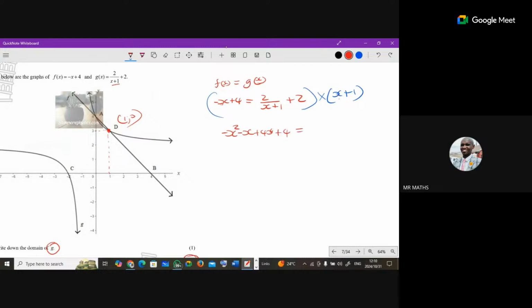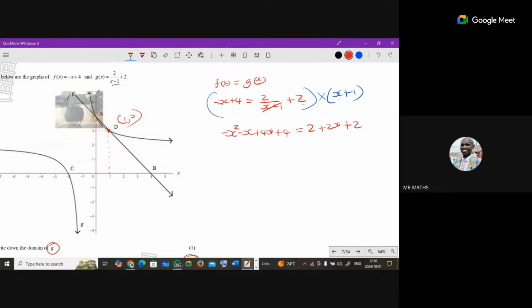I hope we are still together. We're still together, sir. x plus 1 multiplied by 2 over x plus 1 will cancel with the x plus 1 that is a denominator. We'll be left with 2 there. Then 2 multiplied by x is going to give us 2x, and 2 multiplied by 1 is going to give us +2.